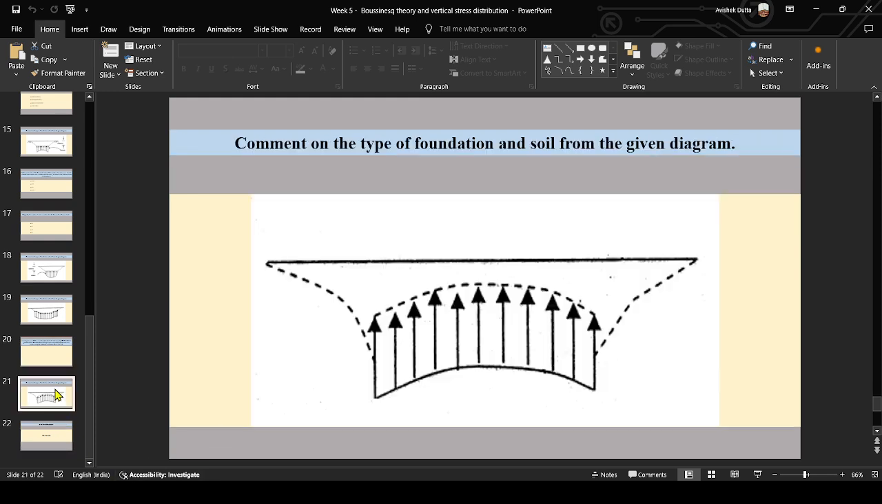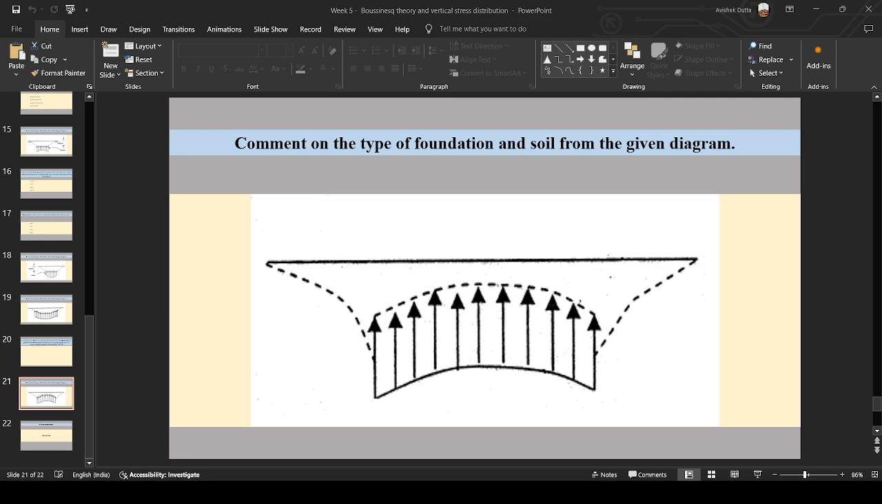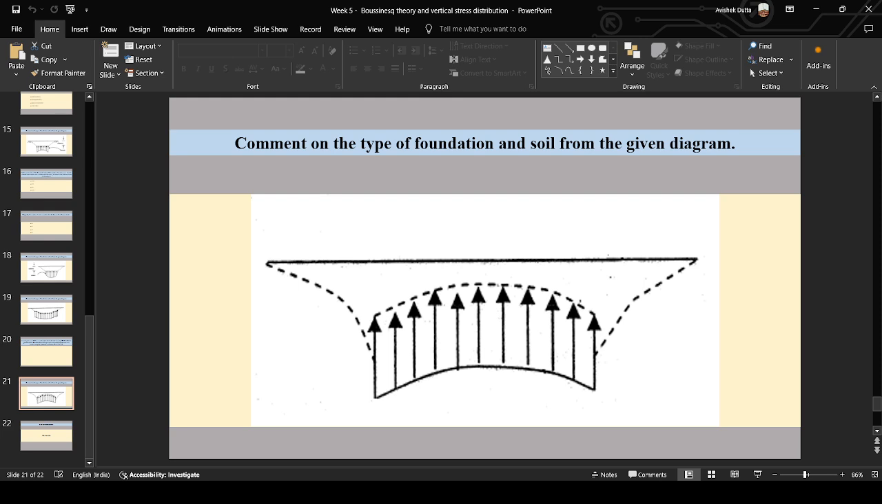The last question is, comment on the type of foundation and soil from the given diagram. Here also the top white portion is the settlement of the foundation, and the lower portion showing the arrows is the pressure distribution. Okay. So from this settlement and pressure distribution, you have to comment on what kind of foundation this is and what kind of soil this is. Please draw the diagram or take a screenshot of it, whatever is comfortable for you.